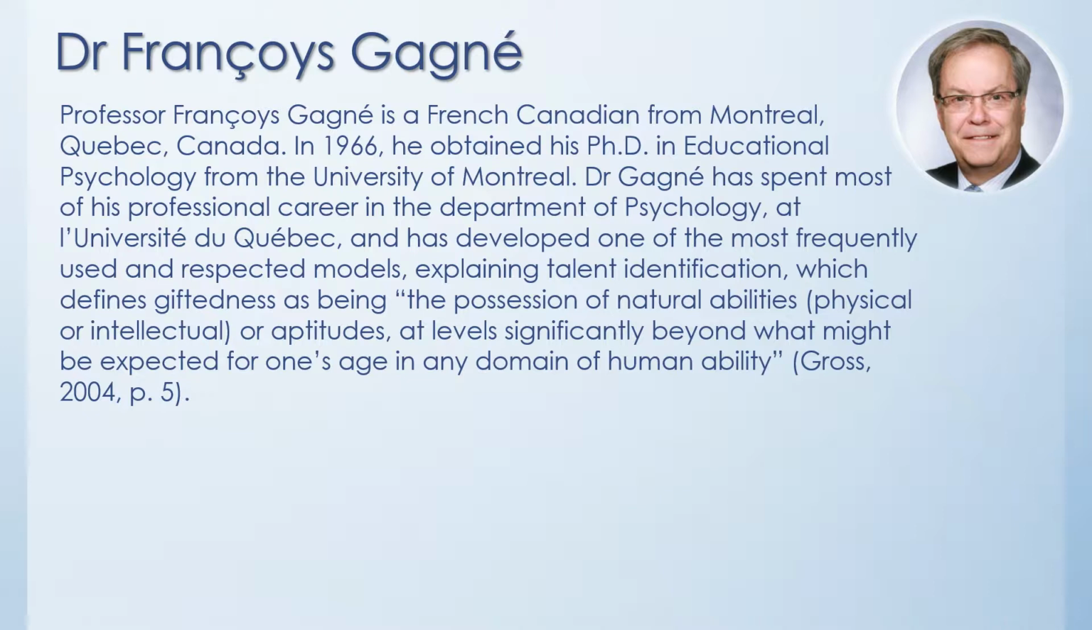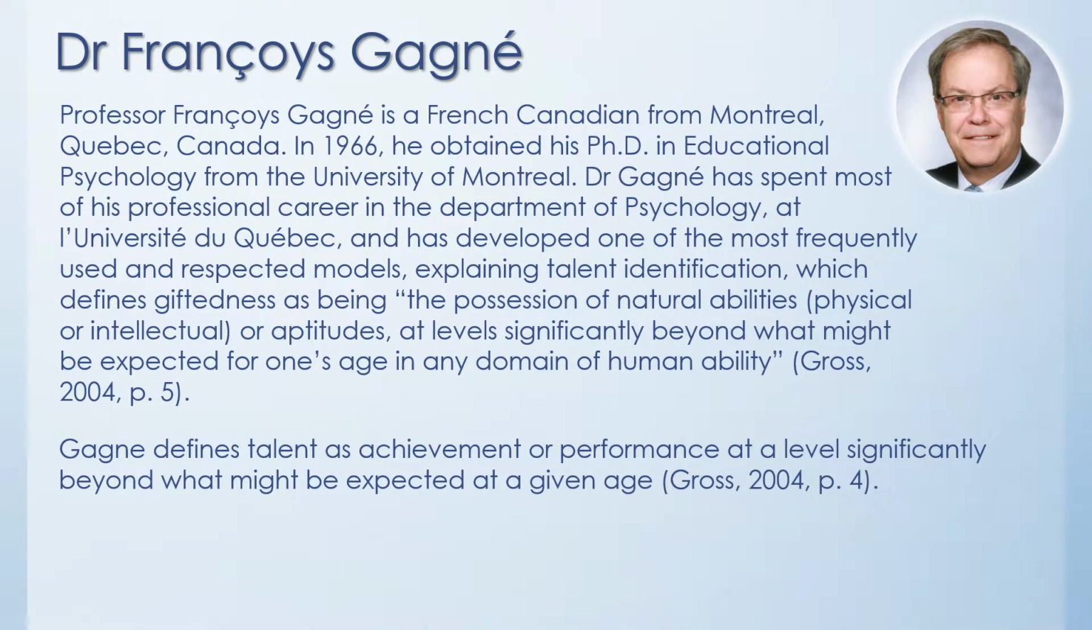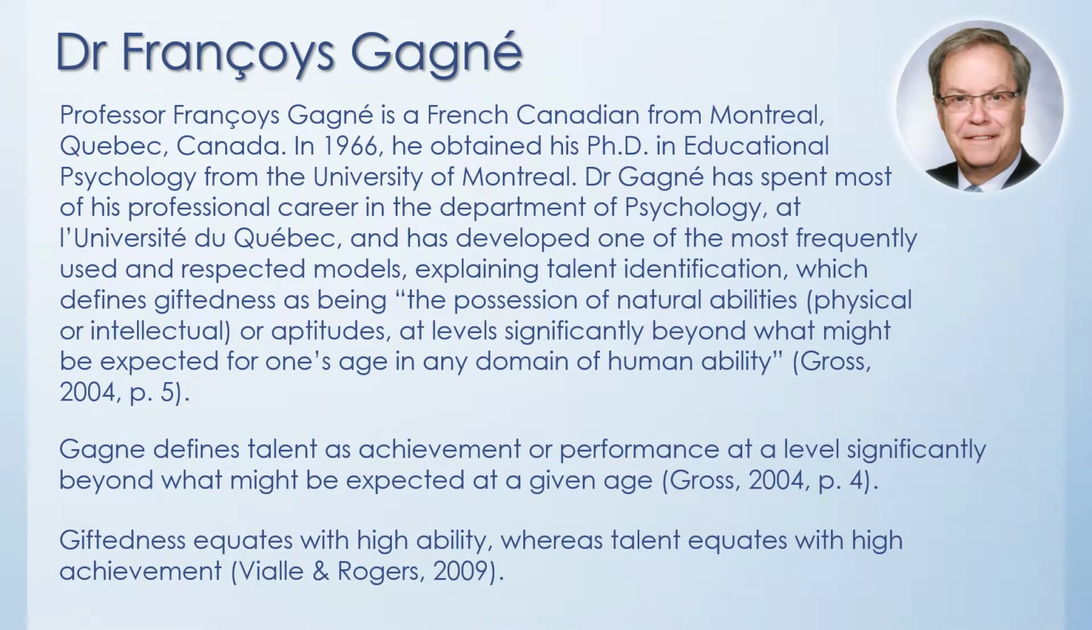has developed one of the most frequently used and respected models explaining talent identification, which defines giftedness as being the possession of natural abilities, that's physical or intellectual, or aptitudes at levels significantly beyond what might be expected for one's age in any domain of human ability. Garnier defines talent as achievement or performance at a level significantly beyond what might be expected at a given age. And he also equates giftedness with high ability, you could liken this to potential, and talent with high achievement, which could be likened to performance.